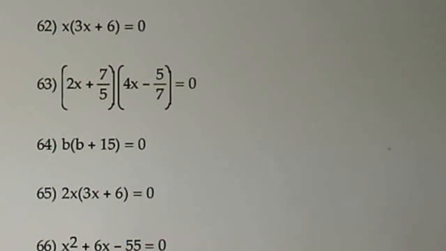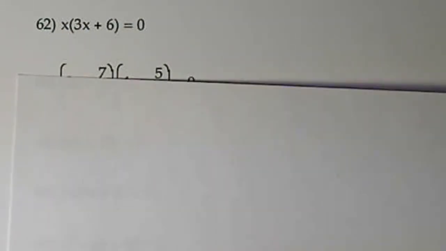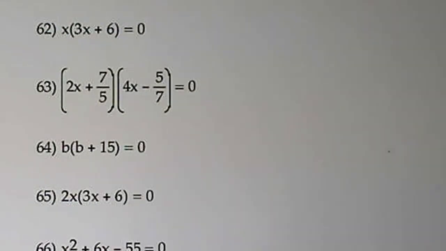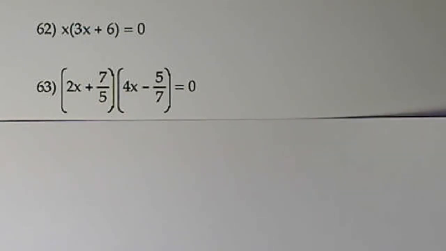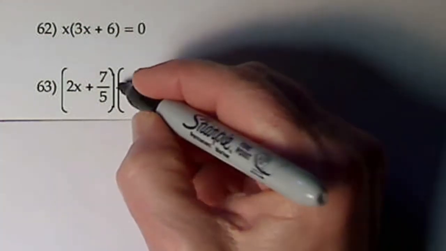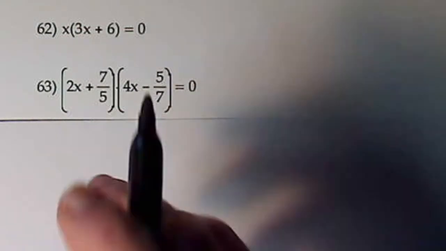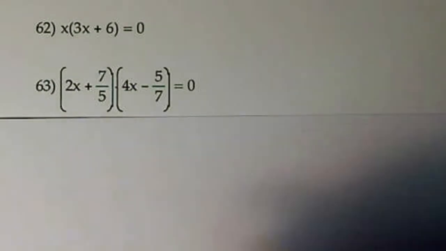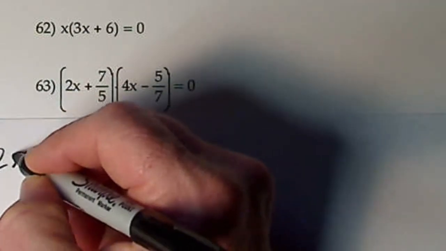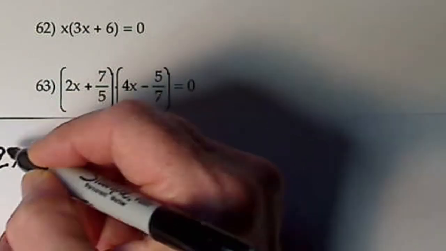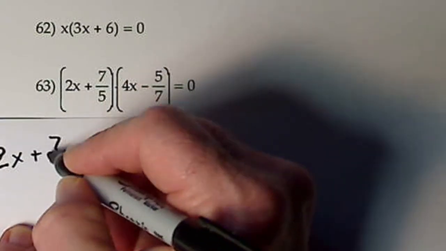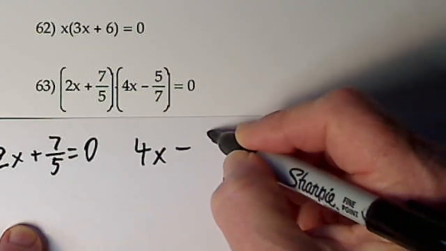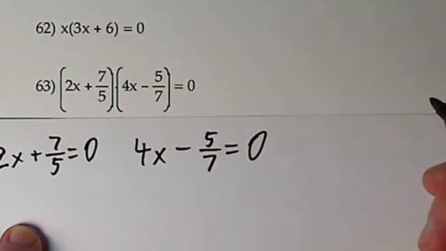Number 63 might look a little bit bad because there's fractions. But it's already in factored form, and that makes your life a lot easier. Okay. So number 63, if you have something times something equals 0, you just grab each set of parentheses and set it equal to 0. Okay. You're using the zero factor property. So 2x plus 7/5 equals 0, or 4x minus 5/7 equals 0.